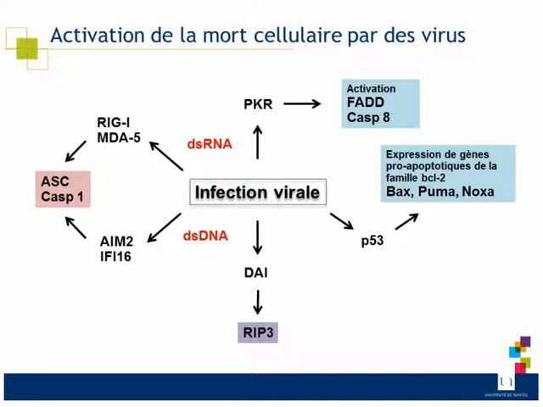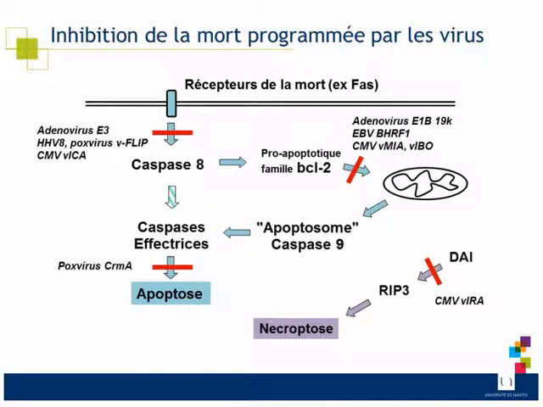So cells try to die. They do their best to die after they get infected. But of course, viruses don't like their host cells to die. They want them to survive, at least until they can produce more viruses. So lots of viruses have accessory proteins that inhibit different steps in the apoptosis pathway or other pathways of cell death. So many viruses will inhibit caspase 8.